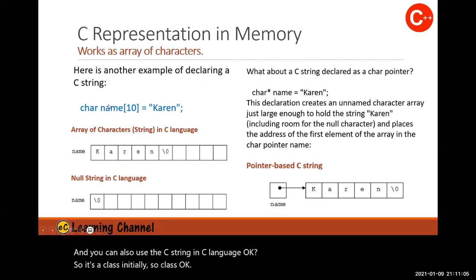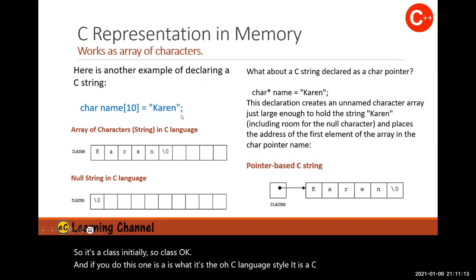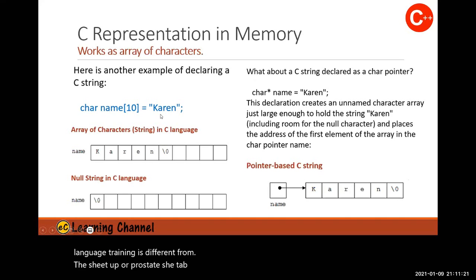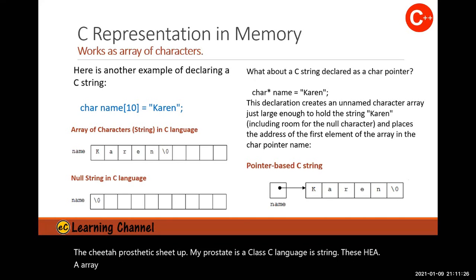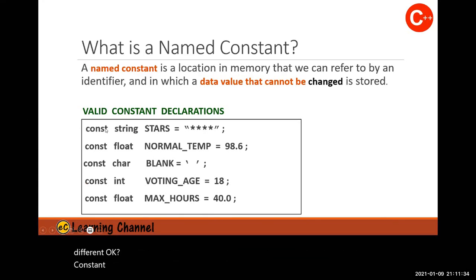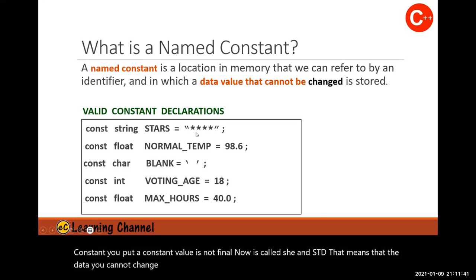And if you do this one, it's the old C language style. It is a C language string. A C language string is different from a C++ string. A C++ string is a class. A C language string is actually an array of characters ending with 0. These two are different. For constants, you put const in front of it. It's not final, now it's called const. That means the data you cannot change.